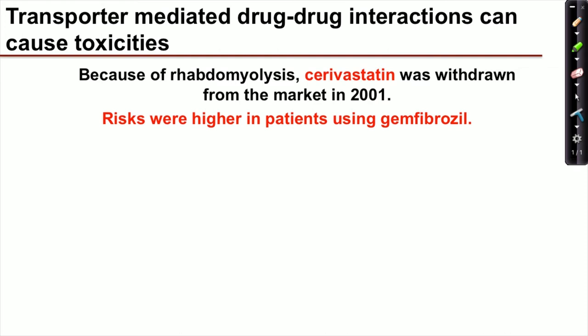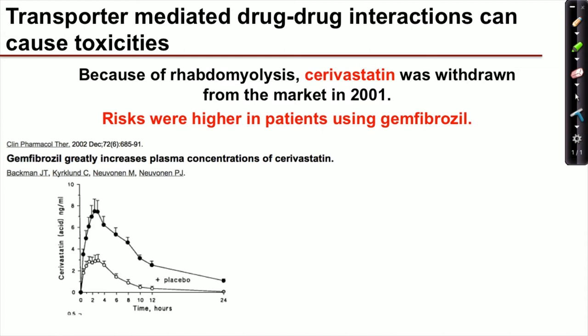So they noted that patients who were also on rivastatin and gemfibrozil, those patients were at a higher risk for rhabdomyolysis. And so when the scientific community went back and examined what was the cause of this, it turned out that there was a drug-drug interaction, but it was not mediated by an enzyme. Prior to that date, all drug-drug interactions had been thought to be mediated by drug-metabolizing enzymes, certainly important ones. It was mediated in part by a transporter.